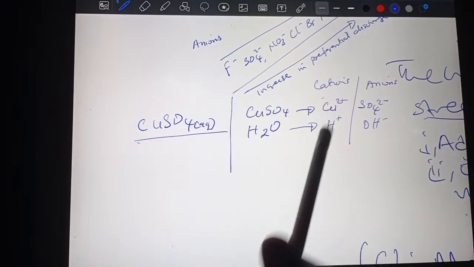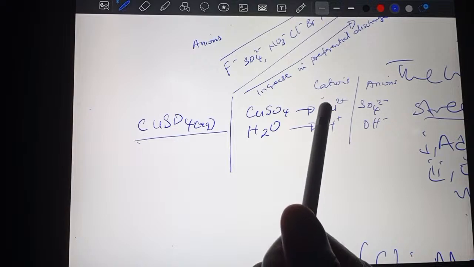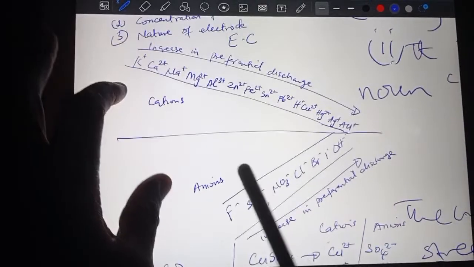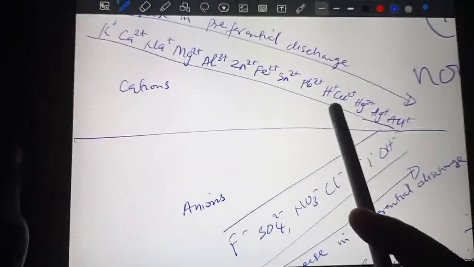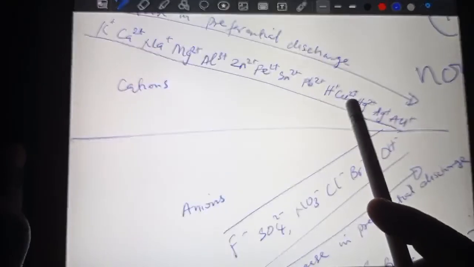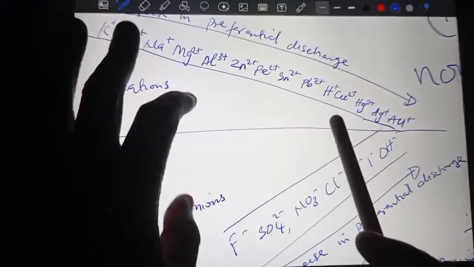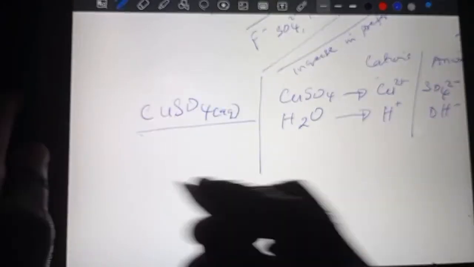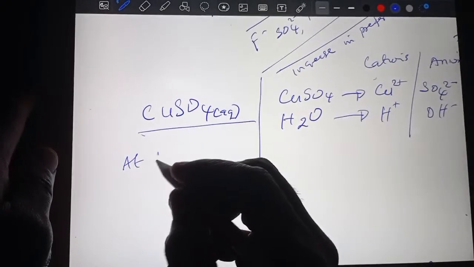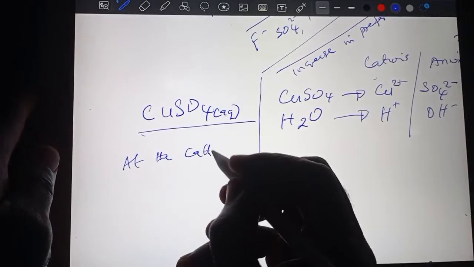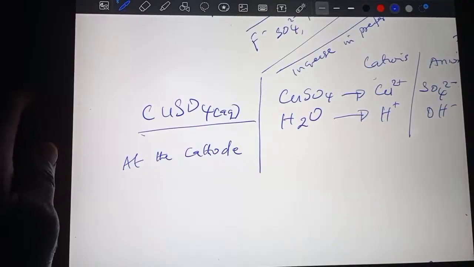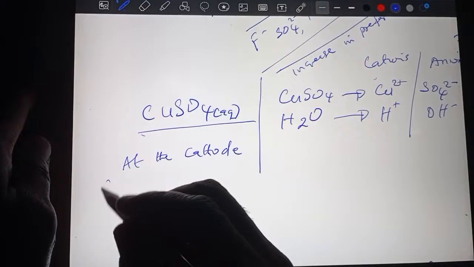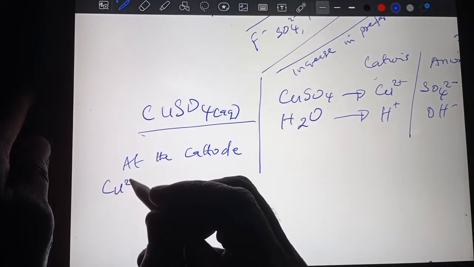So these ones will go to the cathode, and there will be competition, Cu2 plus and hydrogen plus. You now refer to your series. Are you seeing them? H plus and Cu2 plus. So copper 2 ion is lower. So what will be discharged at the cathode during the electrolysis of this compound? Copper at the cathode. What will be discharged is copper, because copper is lower than hydrogen. Okay, so your copper, you now write copper 2 ion.